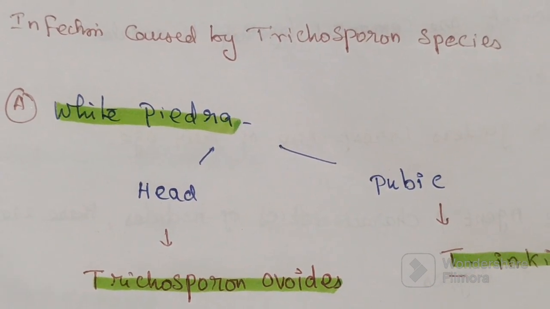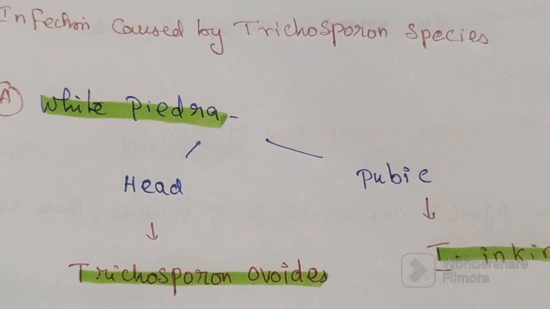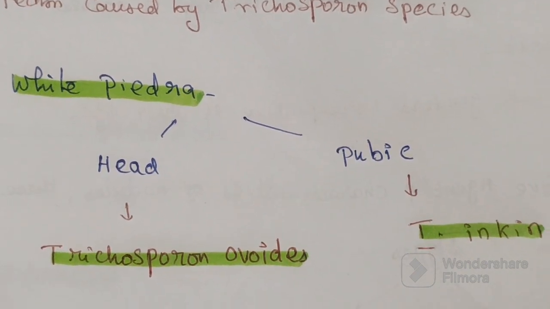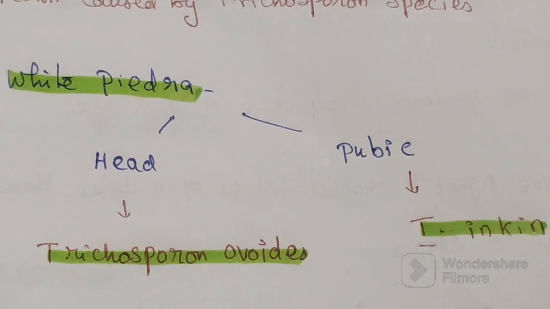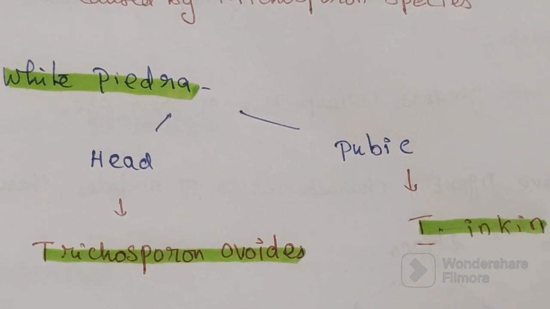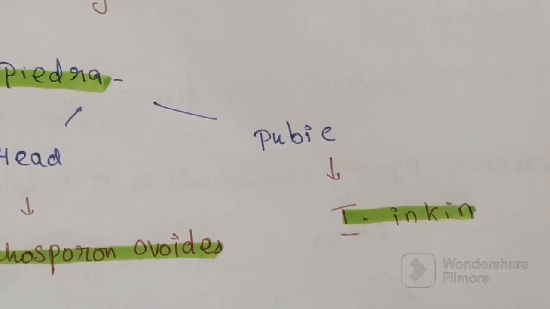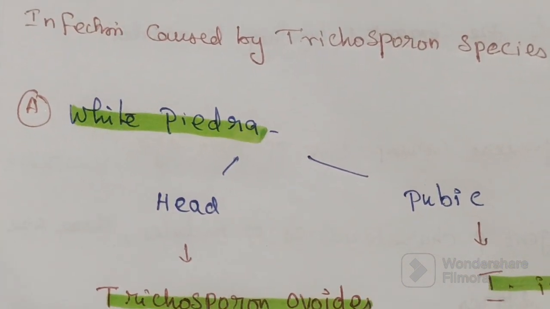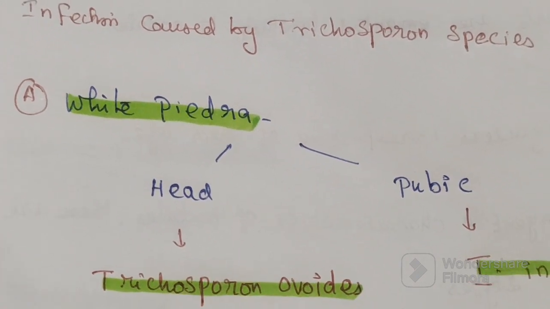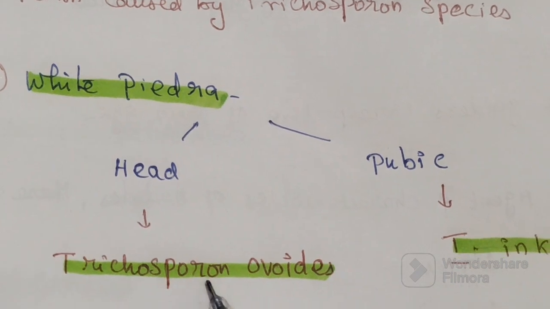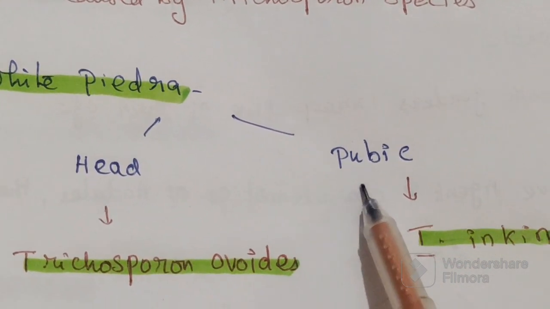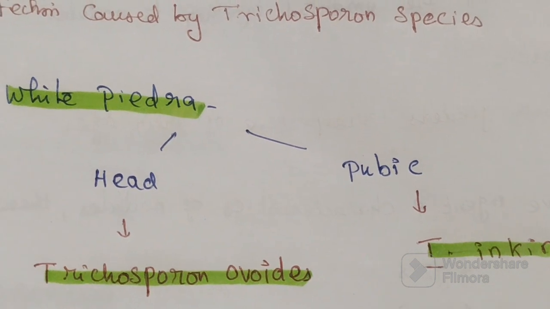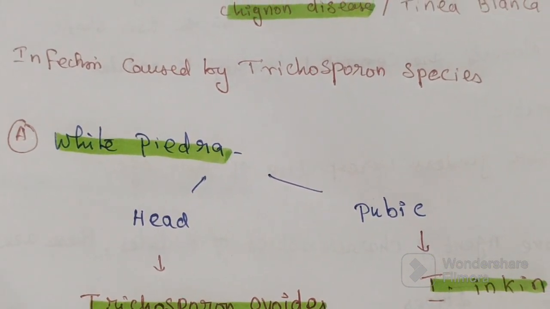White Piedra occurs in our scalp and also in other body parts, mainly the pubic region. On the head, the causing agent is Trichosporon ovoides, and in the pubic region, Trichosporon inkin. So, these are the diseases caused by Trichosporon species.